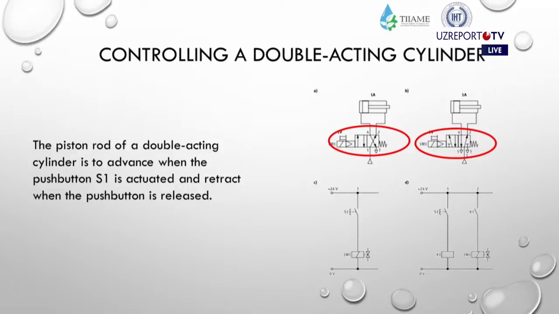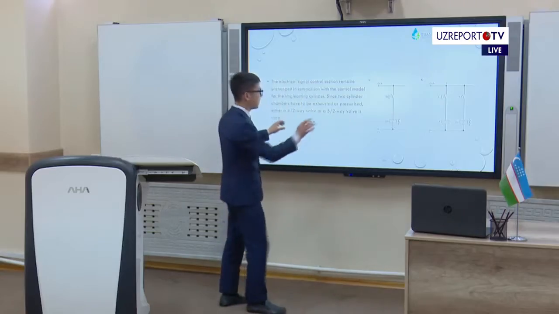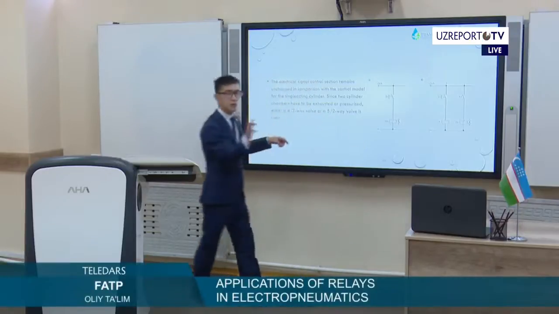The piston rod of the double action cylinder advances when the push button S1, as you can see in the downside, is activated, and retracts when the push button is released. Okay, let's see it closer. I can say that this is very much the same as before, which we used in the first stream, but there is a little bit different thing: the two cylinders have to be supplied with pressure when they are in positions 4-2 and 5-2.